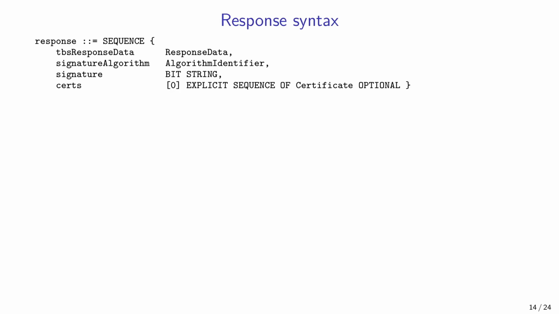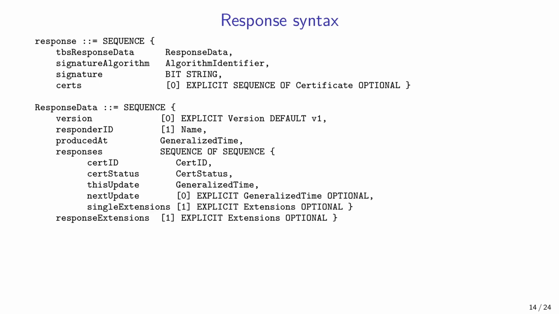The response data structure is a sequence containing to be signed response data, signature algorithm, the signature itself, and optionally the certificate chain of the party who signed the response. The signed response contains the version number, the distinguished name of the responder, the produced at field that specifies the time when the OCSP service signed the response, and then for each requested certificate there will be a corresponding response. Cert ID identifies the certificate, and cert status contains the validity status.